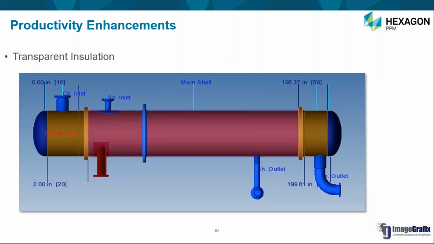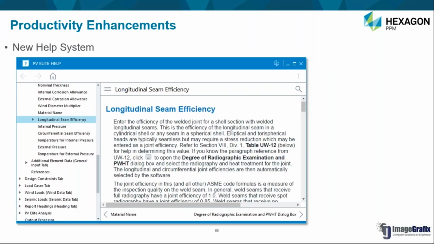The next enhancement over here was to make the insulation transparent. So now you don't have to use those few clicks to turn off the visibility, which was quite confusing, because earlier, because of the insulation, you were not able to see a few of the components. So now the insulation will be hidden. Then in this new version, the help system has been updated compared to the earlier one. You can see there is a huge change in the help guide.